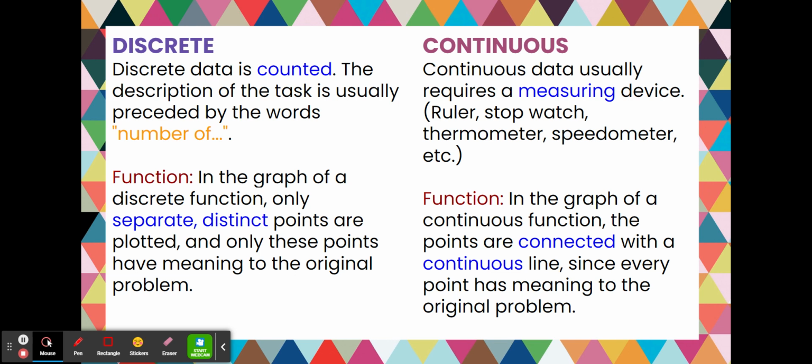Continuous data usually requires a measuring device. So keyword is measuring. A ruler, a stopwatch, a thermometer, a speedometer, those types of things. In a graph of a continuous function, the points are connected with a continuous line, since every point has meaning to the original problem. So you think of obviously a line versus a scatter plot.